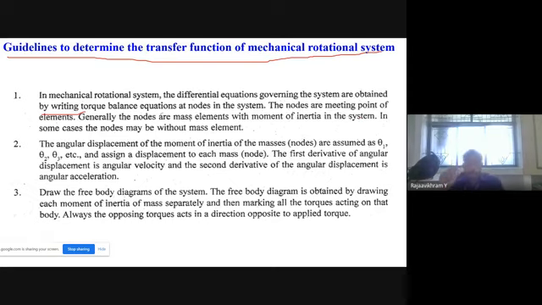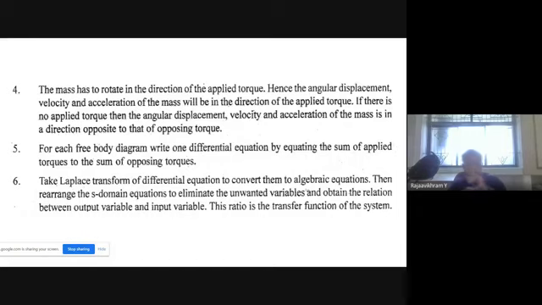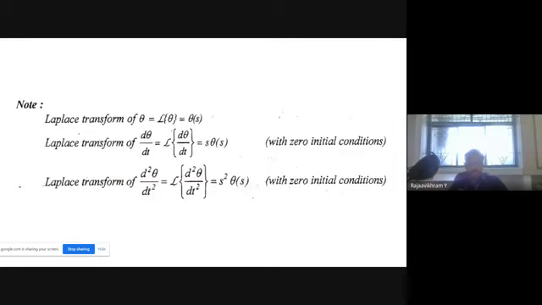Same principle, draw the free body diagram for each J system, find out the connecting elements with each J system, write the differential equation, add the terms, apply the Laplace transform, and equate it. So that is the concept given in the text. Free body diagram. You have to take the Laplace transform and convert the differential equation into an algebraic equation by applying the Laplace transform. Then equate the terms.